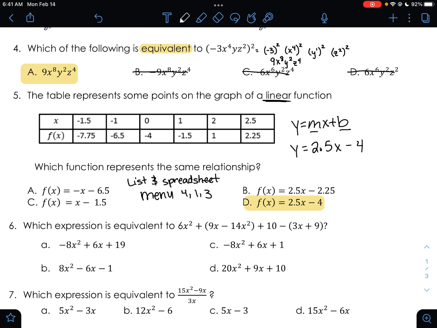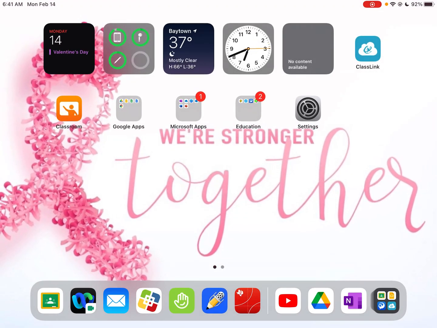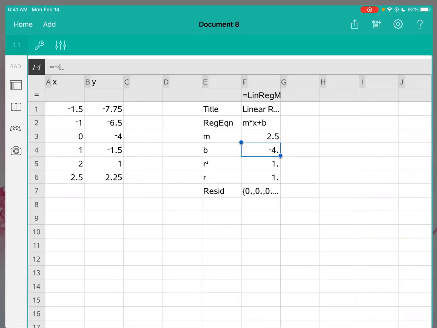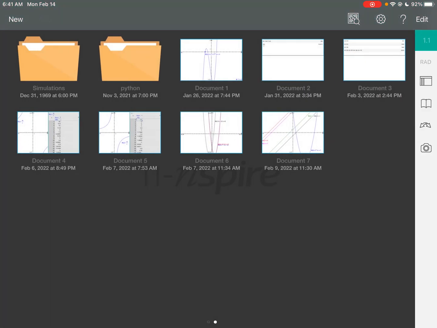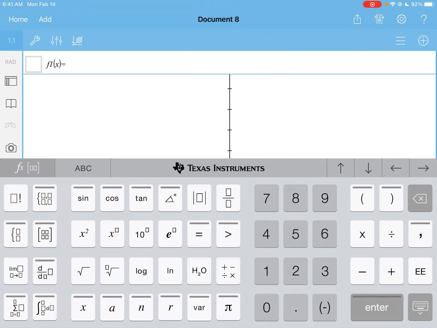Next one. Which expression is equivalent to? So again, that keyword equivalent. Now, if you forget how to do this, you can use the calculator and make sure it's just the same graph. So I'm going to show you how to do that for the purpose of this video. Okay, so here we go. I'm going to go to our graph now.